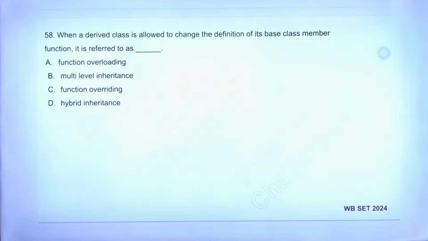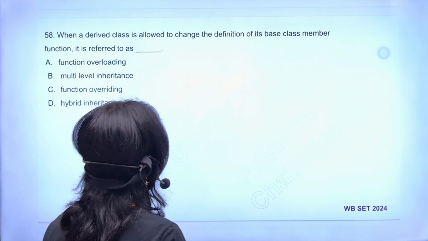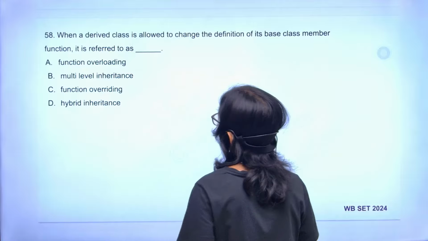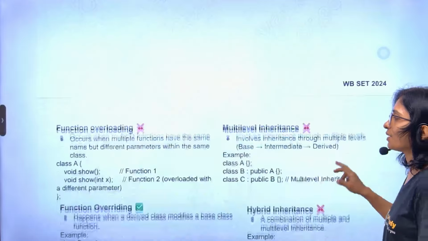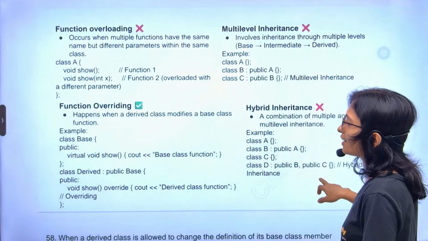When a derived class is allowed to change the definition of the base class, it is referred to as... Arey yaar, repeated areas. You can see from this concept how many questions you are getting, but still you are making mistakes. Why? Why are you still making mistakes? Overriding.